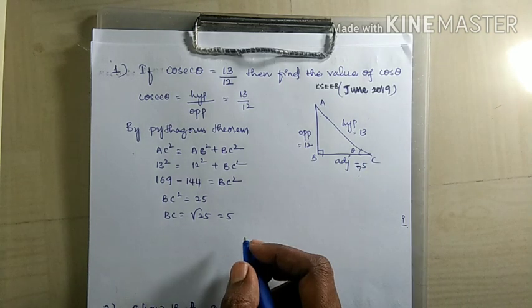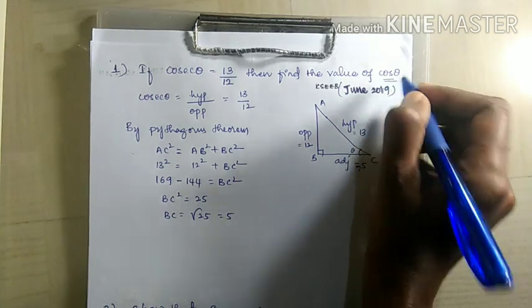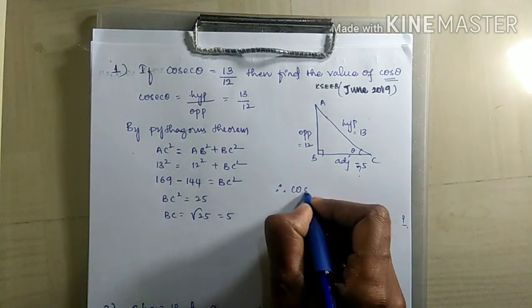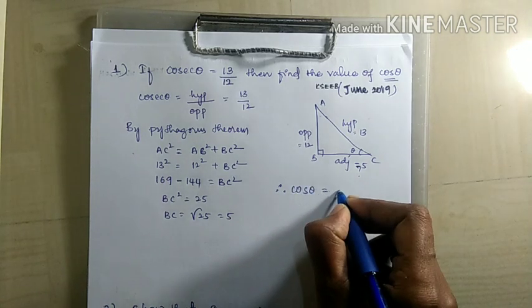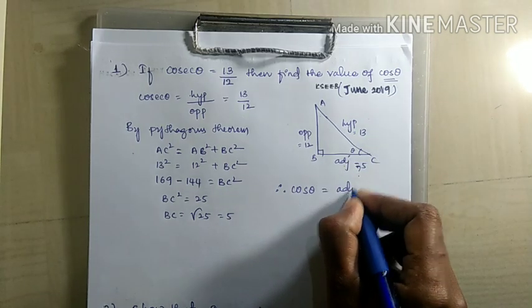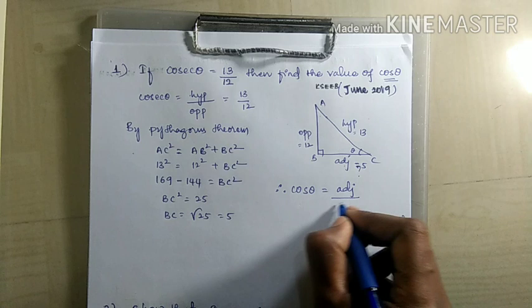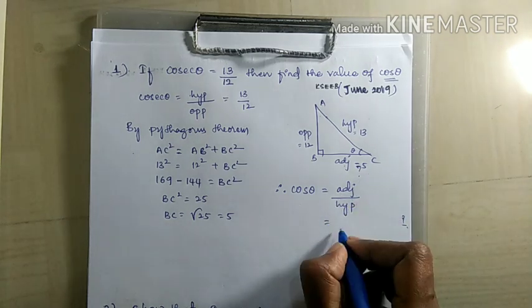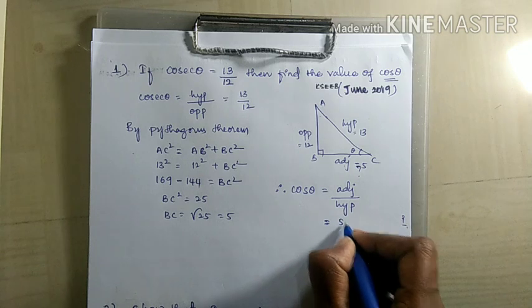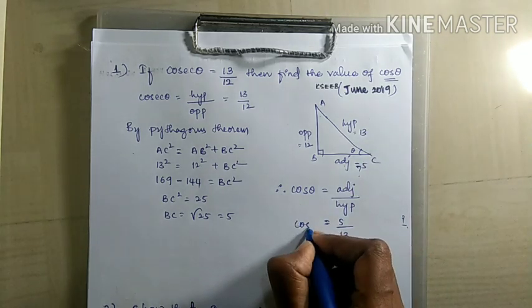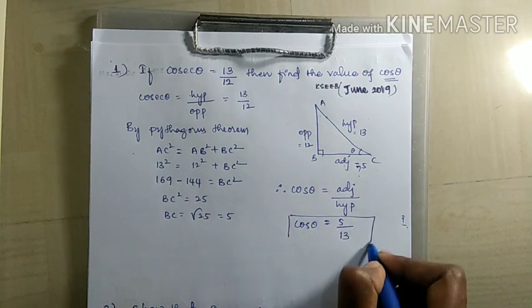So now we need to find out cos theta. Therefore cos theta equals adjacent by hypotenuse. So adjacent is 5 and hypotenuse is 13. Therefore cos theta is 5 by 13.